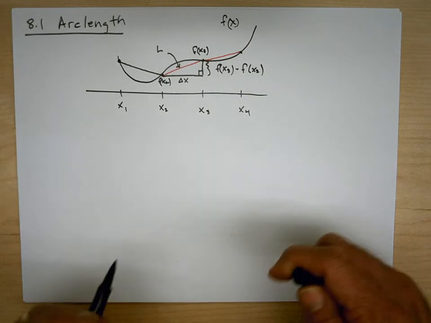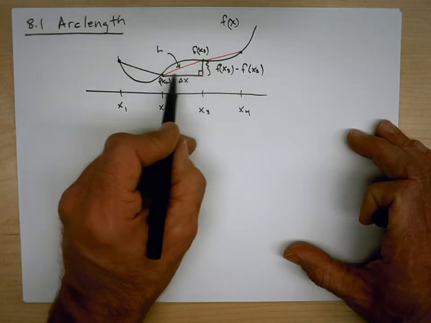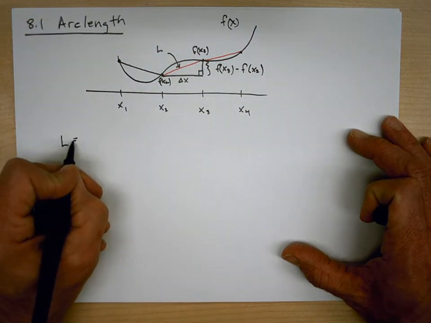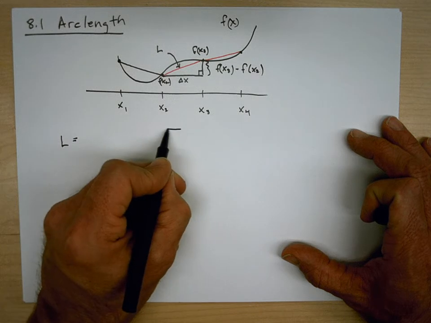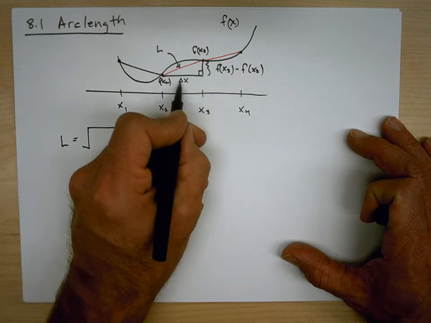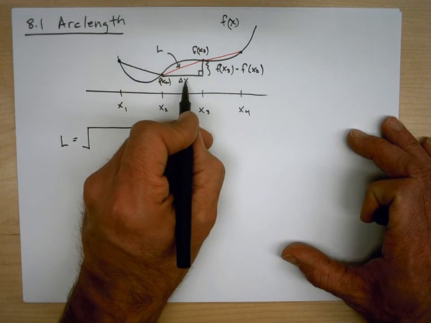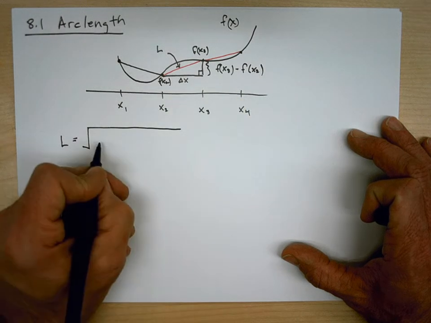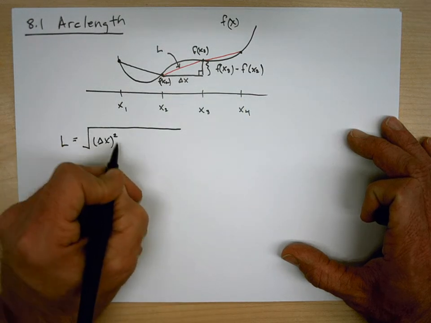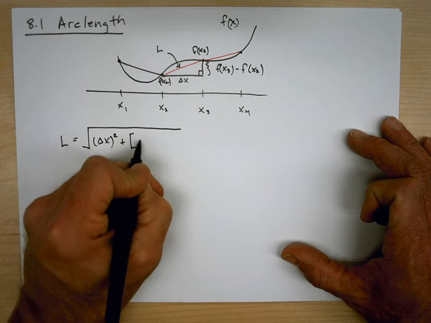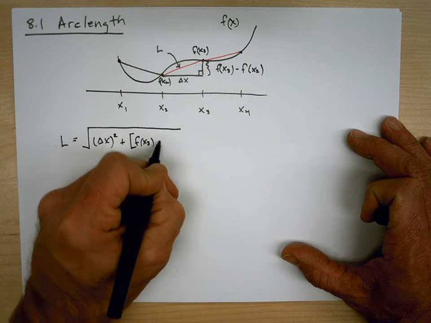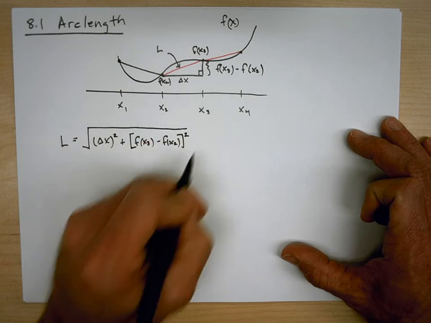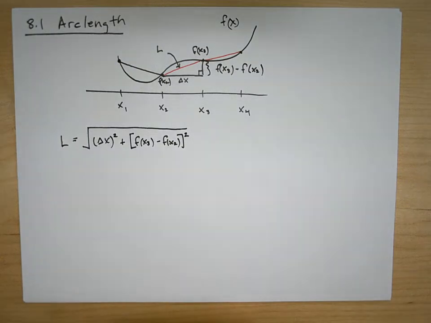Okay, so since we have a right triangle, we know that we can use the Pythagorean theorem. So let's let L equal the square root of, we want the hypotenuse here, so it's the square root of this side squared plus that side squared. So that's delta x squared plus f of x3 minus f of x2 squared. Okay? So that's what we start off with.